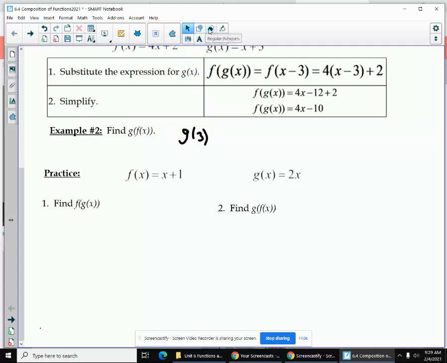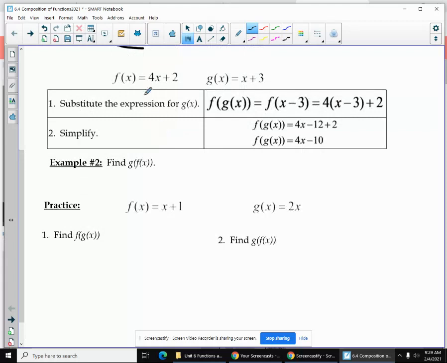So in this case, I have g of f of x. If you look at the top, function g of x is x plus 3. But now, instead of this x, I will put f of x. I will replace this with f of x.